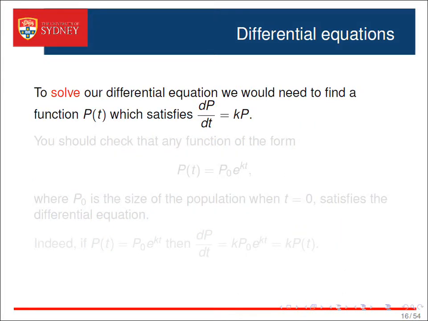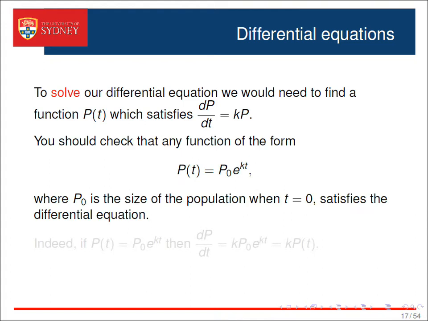We want to solve this differential equation. That is, to find a function which satisfies it. It's easy to show that any function of the form p0 times e to the kt, where p0 is the initial population size, satisfies the equation. Indeed, if we differentiate this function using the chain rule, the k comes out in front, and we see that dp/dt equals k times p, which is what we want.